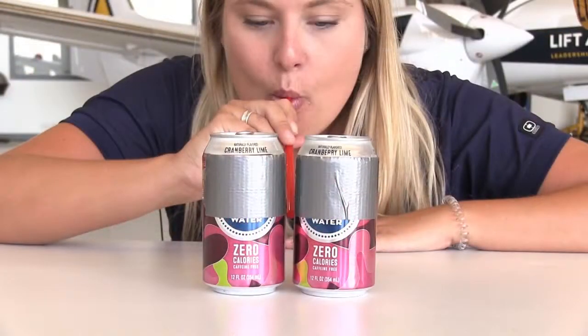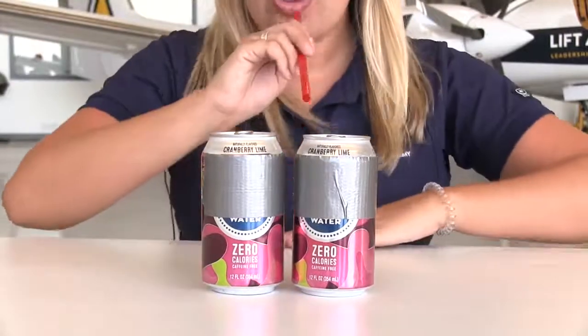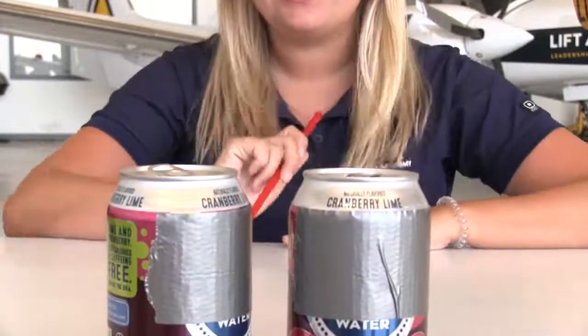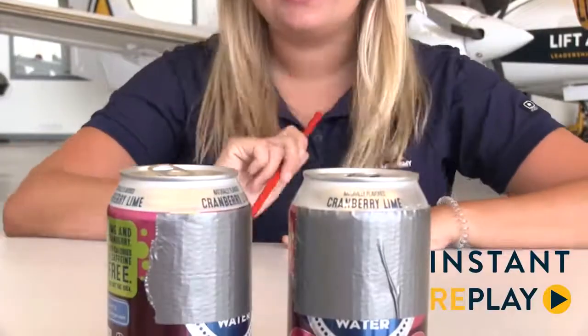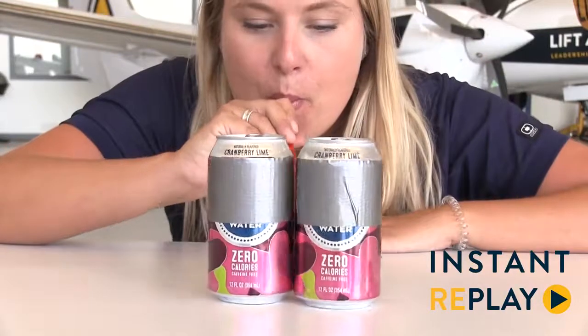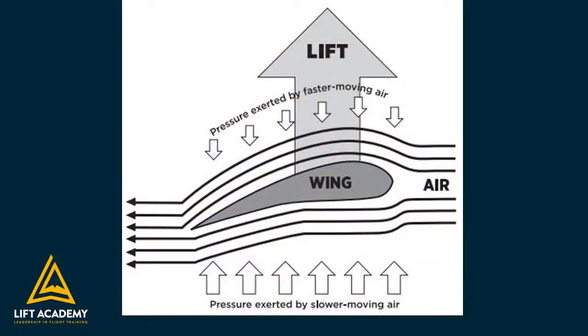Next, we are going to use the straw to blow between the 2 cans. What do you think will happen? Make sure that the end of the straw is in front of the cans and not between them. So you'll notice that the 2 cans should have collided with one another. The reason for this is that the air moving between the cans is faster than the air on the other side of the cans. According to Bernoulli's principle, the faster moving air exerts lower pressure and the 2 cans are drawn towards each other.